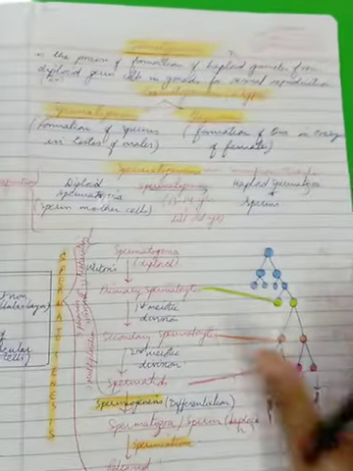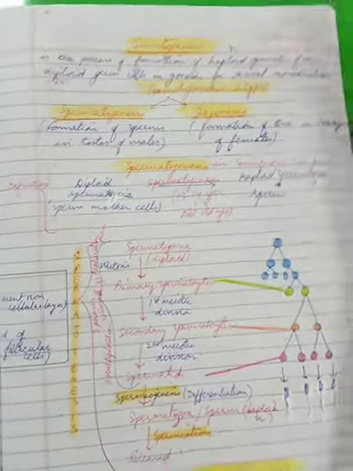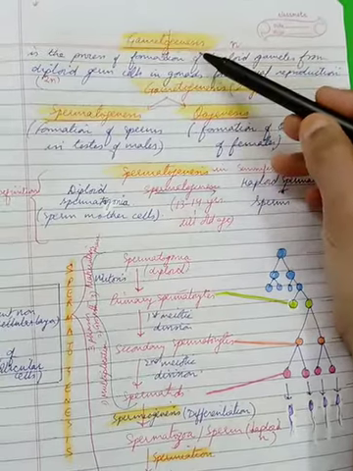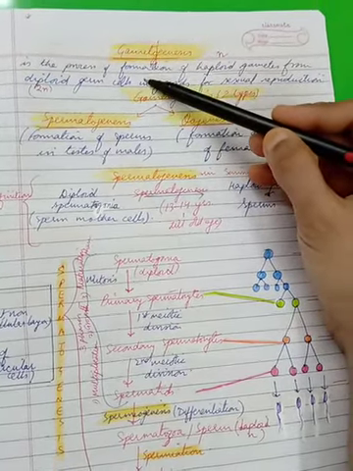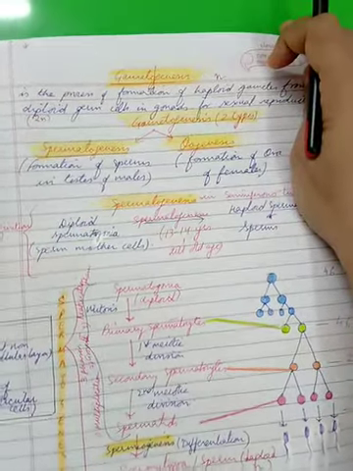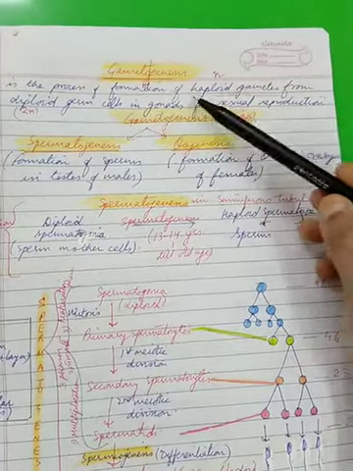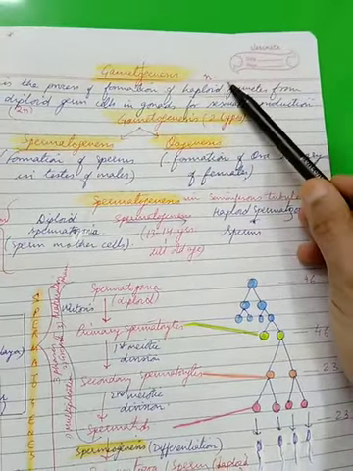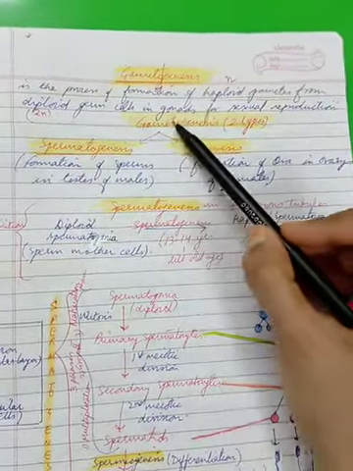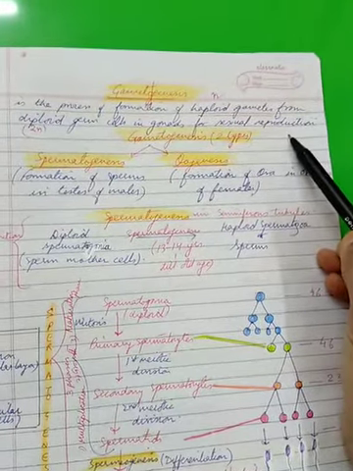Today, we are going to start with our new topic, that is gametogenesis. The term gametogenesis is made up of two parts, gamete and genesis. Gamete means a sex cell, whereas genesis means the formation or the birth, right? So by definition, this process means the formation of haploid gametes, that means n, haploid gametes from diploid germ cells in gonads, that is ovaries and the testes, for sexual reproduction.